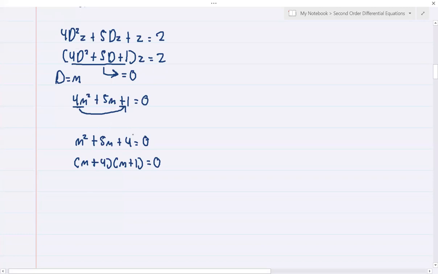So what are the factors of 4? I can have 4 and 1, because 4 times 1 is positive 4. And if I add 4 and 1, I will have positive 5, which is the same as the coefficient of your m. Therefore, your factored form will use 4 and 1. Hence, we will have m plus 4 and m plus 1.